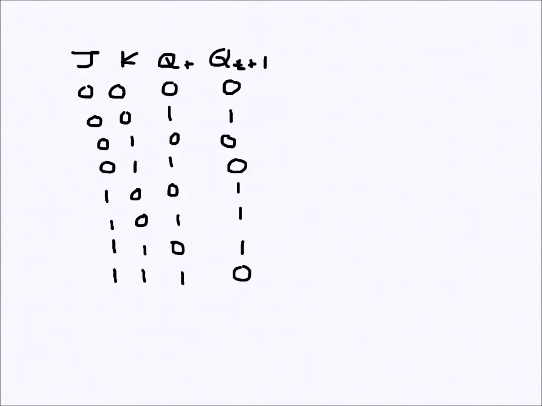I have a D flip-flop. I want to turn it into a JK flip-flop. So I want to make a connection so that I can make a JK flip-flop out of a D flip-flop. So this is the truth table for a JK flip-flop.